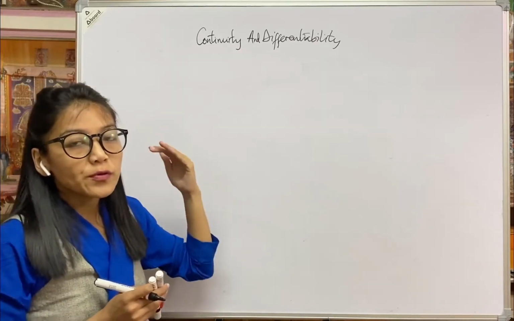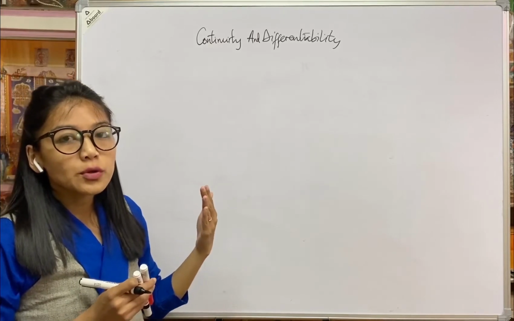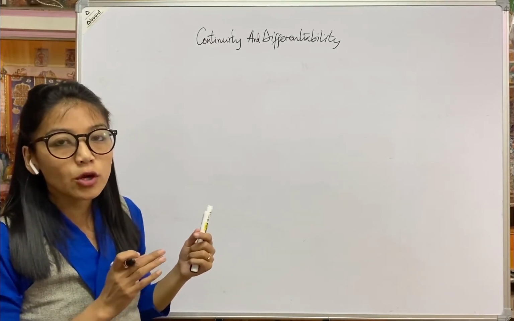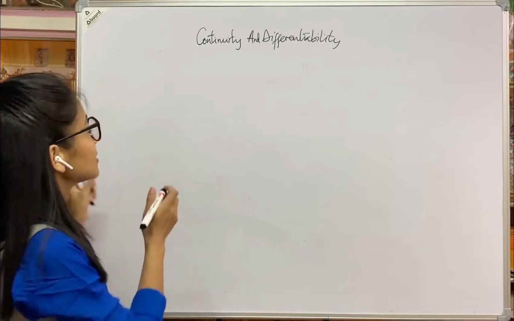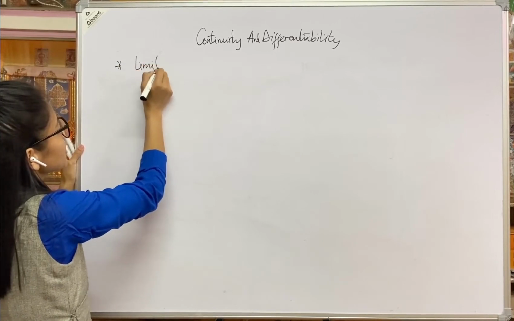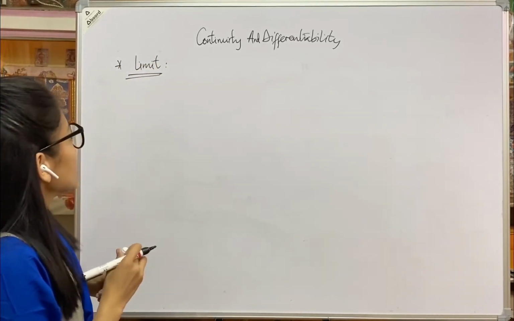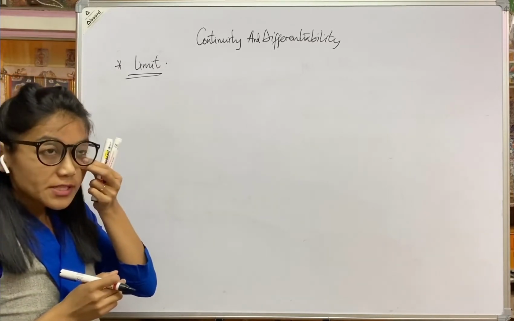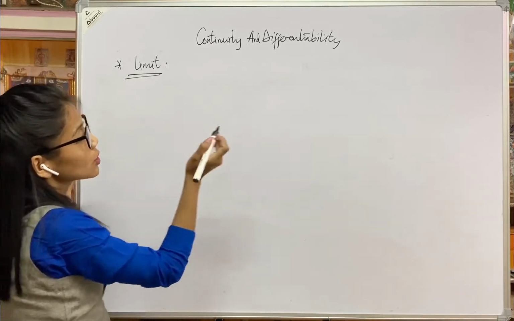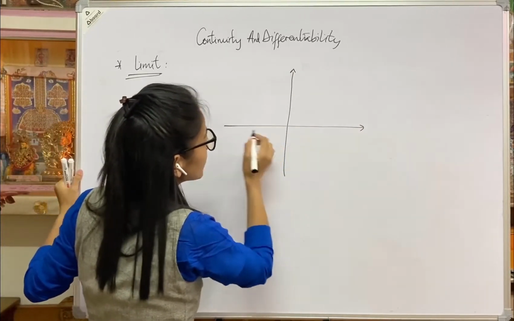Before starting with continuity, today I'm going to recall all the things which you had already studied in class 11 on the concept of limit. First you should be clear with what we mean by a limit of a function. You had already defined a limit in class 11, so now we just want to recall. Graphically I'll try to show you what we mean by limit.